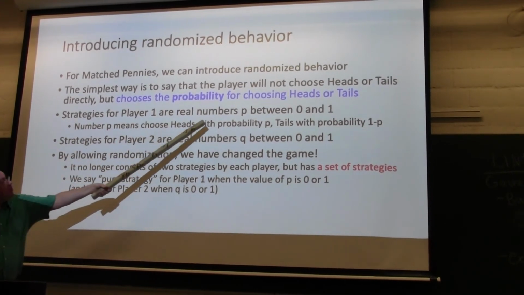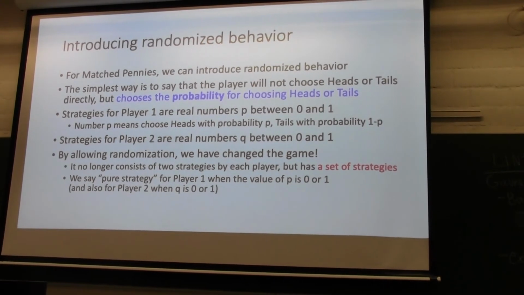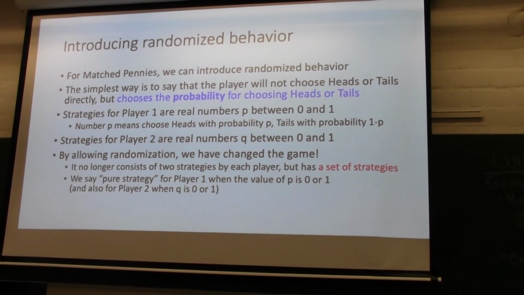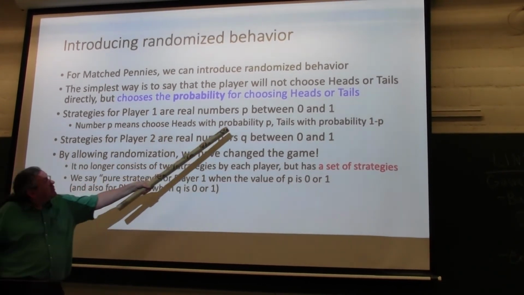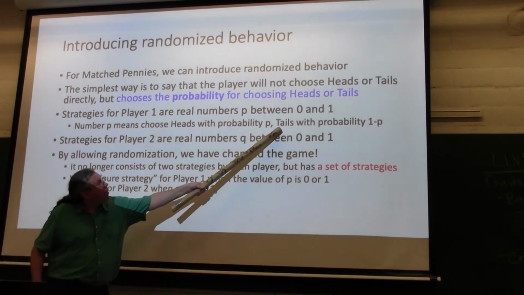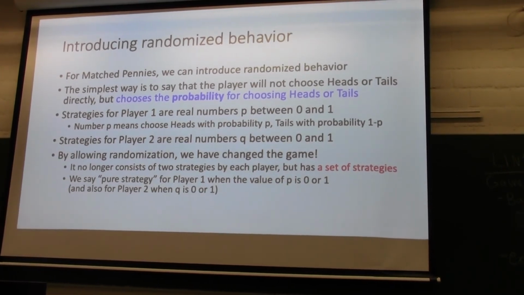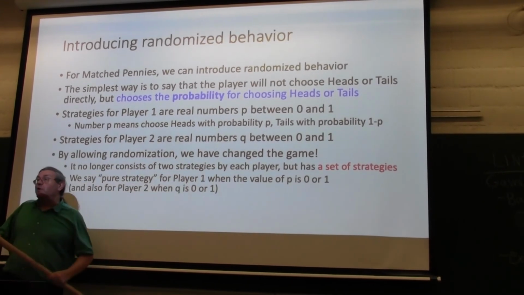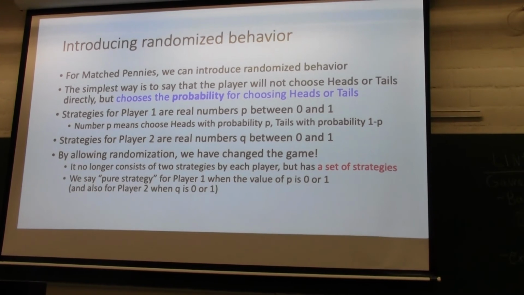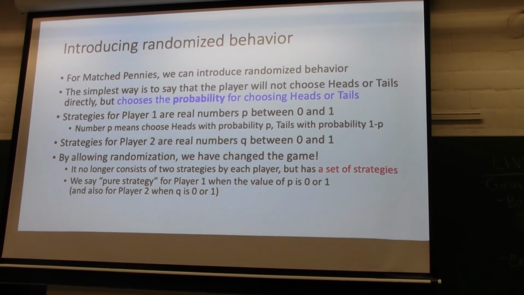So I can pick a real number between 0 and 1. So my strategy is not heads or tails. My strategy is a number between 0 and 1. And it says, if it's, for example, 0.25, it means I will pick heads with probability 0.25, and tails with 1 minus 0.25. So the number tells me what is the probability of picking heads. And the strategy for player 2 is also a real number. So now player 1 picks a number, player 2 picks another probability, and the two probabilities are fighting. One is the best.